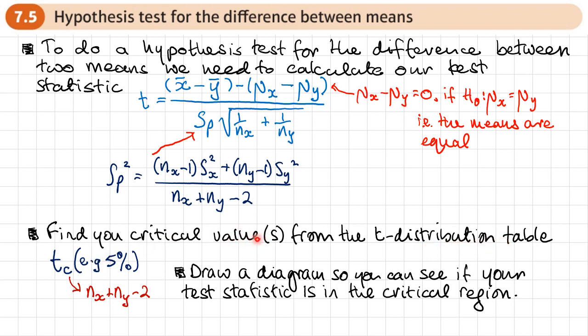Critical values, if it's a two-tailed test, well, you just look at one value and you stick a minus sign in front. So the critical value we're going to find by working out the degrees of freedom, which is the same as this value, the number in each sample added together, minus 2, and then a significance level here. I'll just put an example there, 5% for example, and I'll always draw a diagram so you can see if your test statistic is in the critical region. That helps you make the right decision at the end and write the right conclusion.